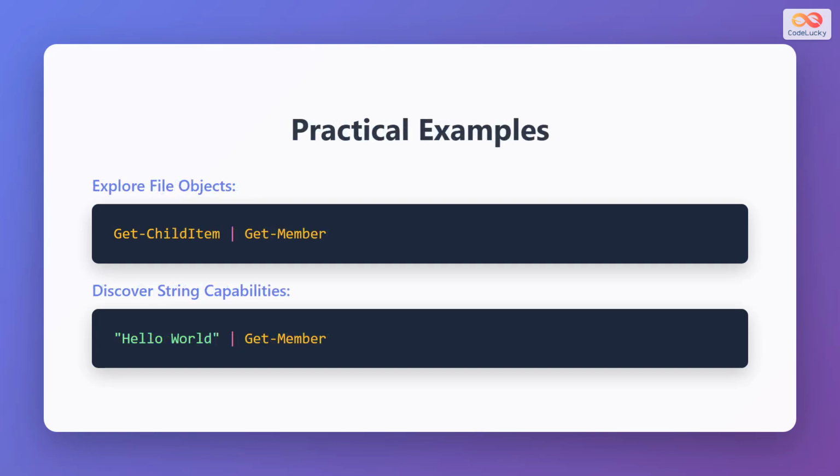Let's look at two practical examples of using get-member. First, to explore file objects, use get-childitem | get-member. This reveals all the properties and methods available for files and folders, such as Name, Length, CreationTime, and methods like Delete or MoveTo. Second, you can discover the capabilities of any data type, even simple strings. Try piping a string like "hello world" | get-member. This shows you all the methods available for string objects, such as ToUpper, ToLower, Replace, and Split. This technique works with any object in PowerShell, making get-member incredibly versatile.